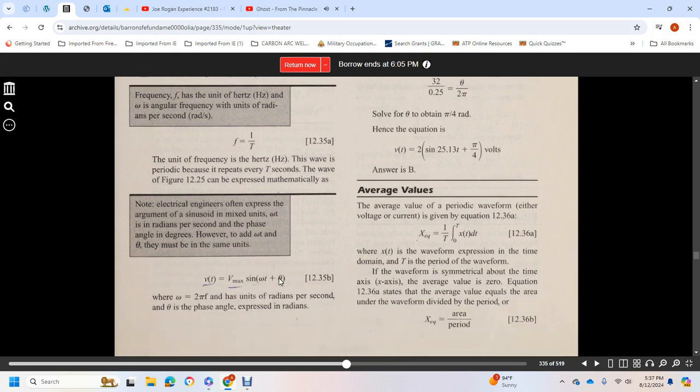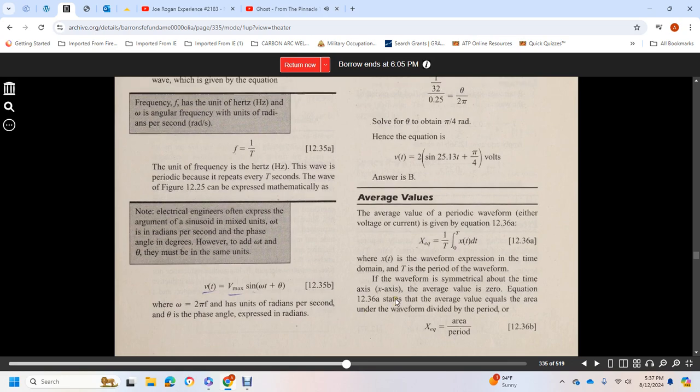Note that electrical engineers often express the argument of the sinusoid in mixed units of radians per second and degrees. However, to add ωt and the angle θ, they must be in the same units, where ω equals 2π times the frequency in radians per second, and the phase angle is expressed in radians.